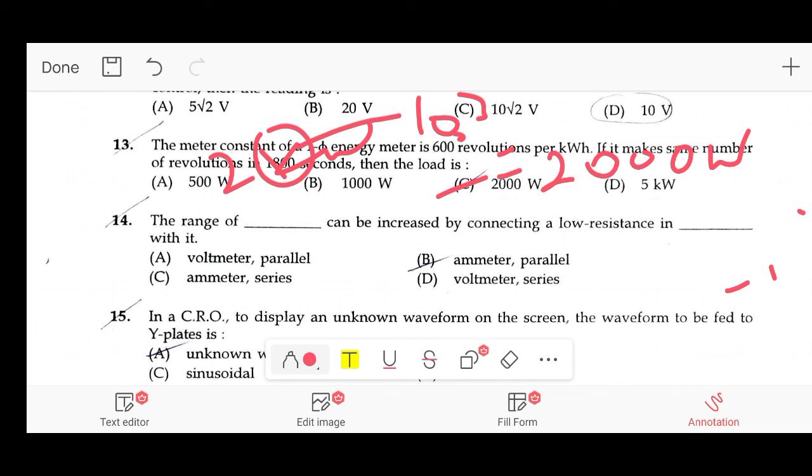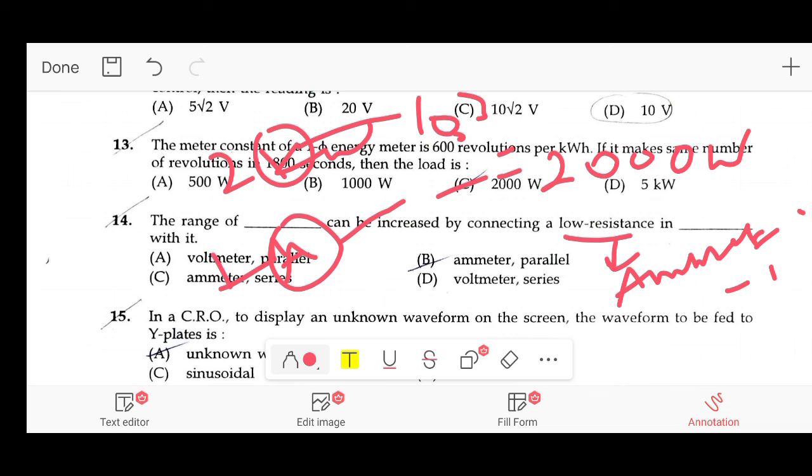Next, the 14th question. The range of an ammeter can be increased by connecting a low resistance in parallel with it. Low resistance means in an ammeter we have low resistance. The low resistance is connected in parallel with the ammeter for extending the range of the ammeter. So the answer is going to be option B.